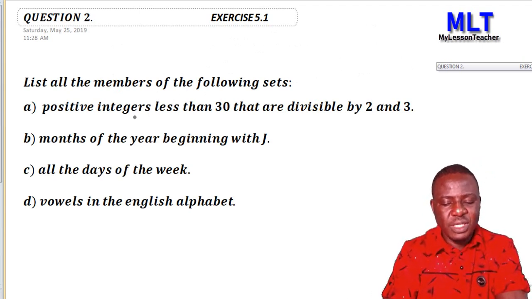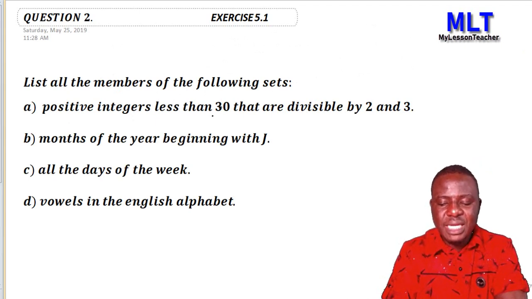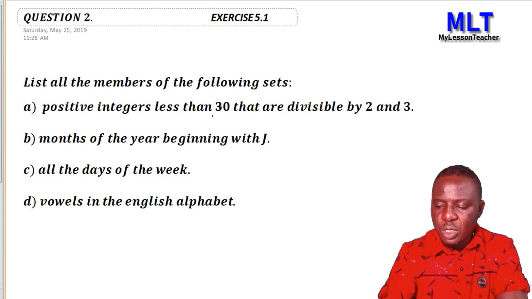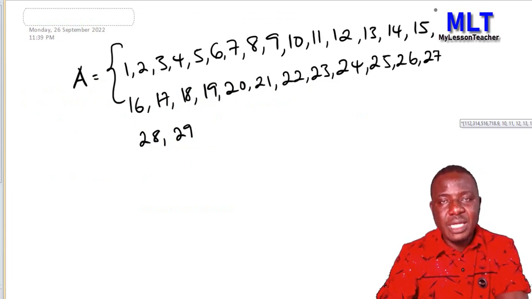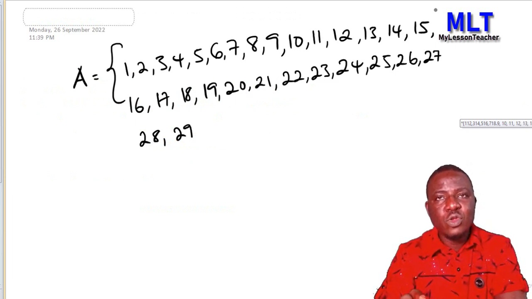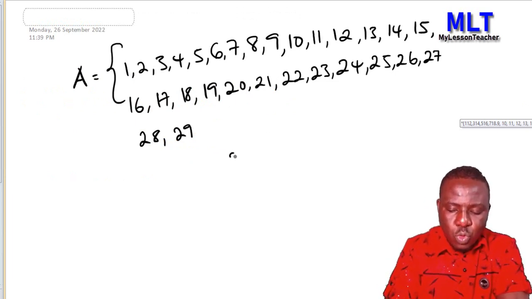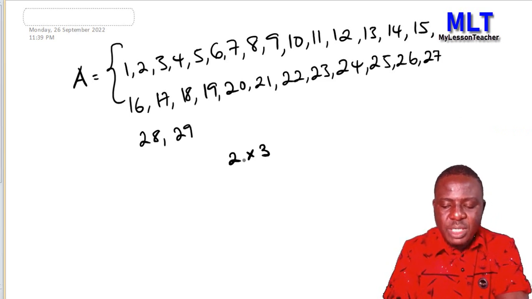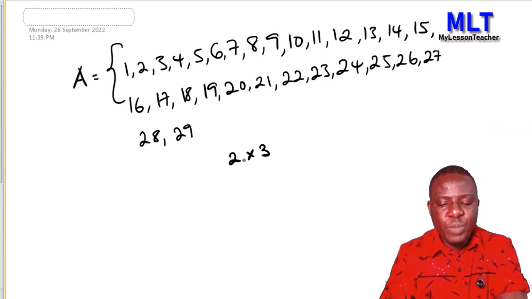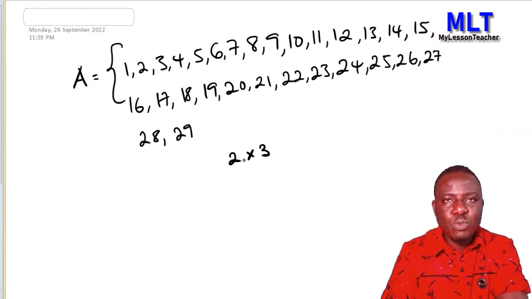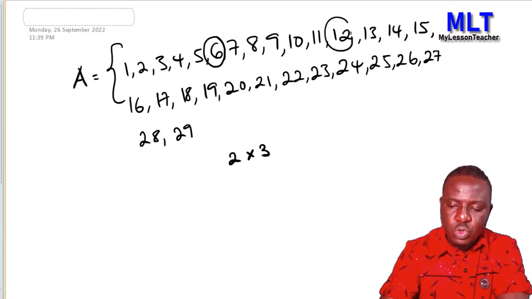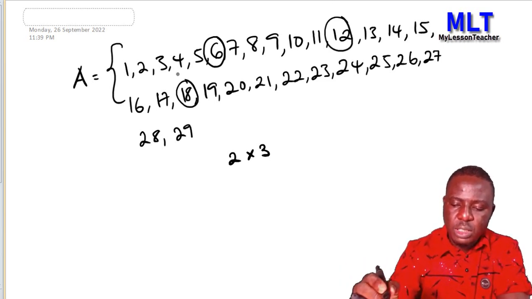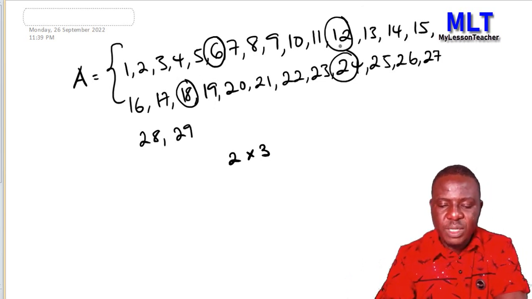So the rule says they are all positive integers that are less than 30 that are divisible by 2 and 3. So what you will do is, out of these 29 integers, look for those that are divisible by both 2 and 3. Now, in order for you to get that, multiply 2 by 3. 2 times 3 gives us 6. So you pick out multiples of 6. Multiples of 6 are those integers that meet those conditions. So we have 6, 12, 18, 24. 30 would have been part of it, but 30 is not there.